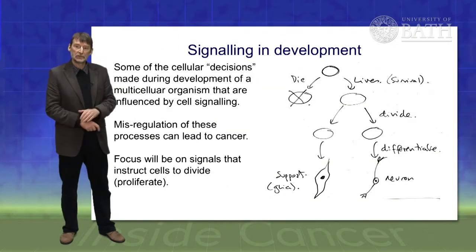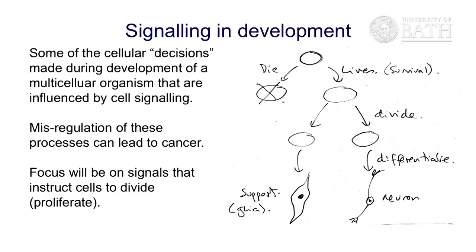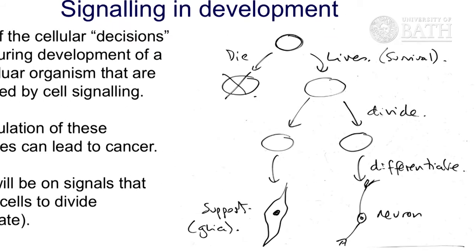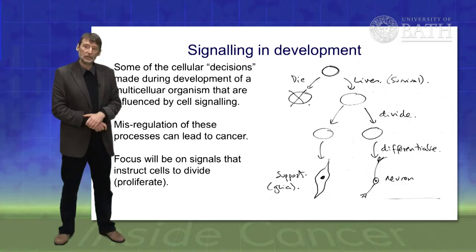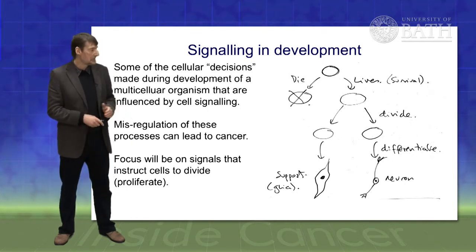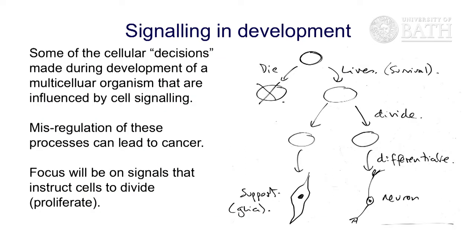So first of all, during development, we all start out as a single cell which has to multiply, and then those cells specialize to become all the different cell types of the body. So if we consider a single cell, it may have a variety of different options that it can adopt. It's surprising, but some cells will be instructed to die. Others require signals to tell them to survive. Those cells that do survive may be instructed to divide, so we can increase cell number.